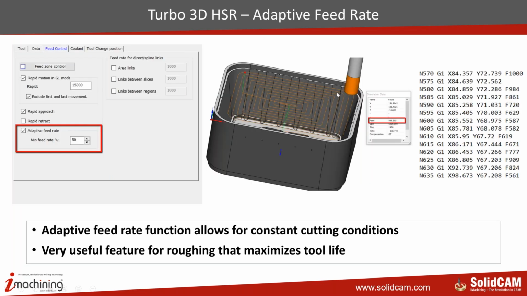We also have an option to control the feed rate. Under feed control, you have adaptive feed rate, where you can control your feed rate. This adaptive feed rate function allows for constant cutting conditions, and it is a very useful feature for roughing that increases the tool life, especially when you're using inserted type tools. When it comes to a corner, if you want to reduce your feed rate, you can use this adaptive feed rate function. The feed rate will automatically drop to the percentage value we have set in the adaptive feed rate value, and then you can continue with the G01 feed rate you have defined.